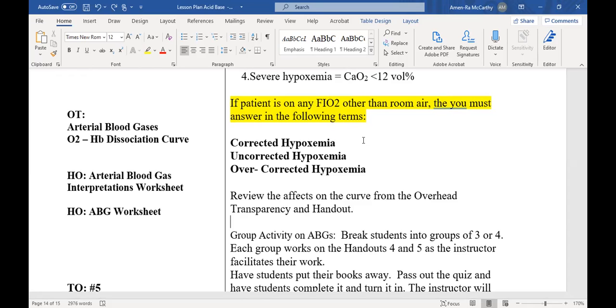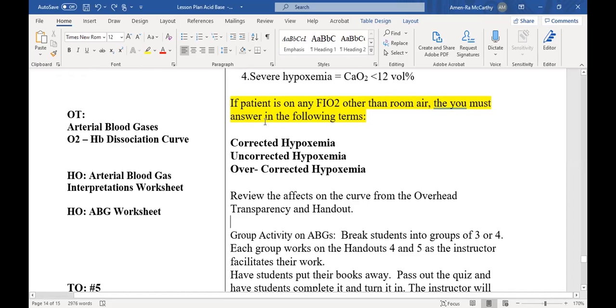You don't have to say mild, moderate, or severe if they're on oxygen. The only time you say mild, moderate, and severe is if it's understood that they're on room air. Every time you get an ABG, it's going to tell you what the patient is on. If they don't tell you, you assume they're on room air. The only time you won't assume room air is if they tell you the patient is on oxygen. These labs are drawn on room air.